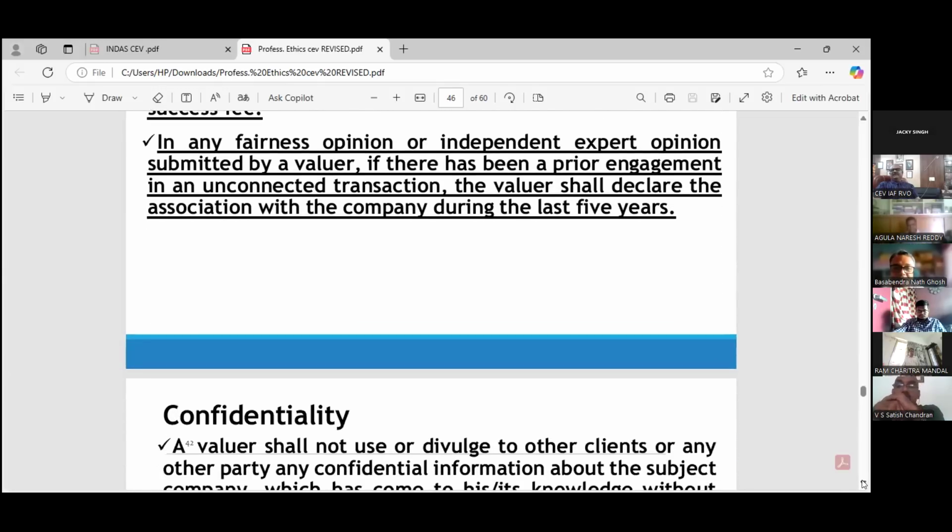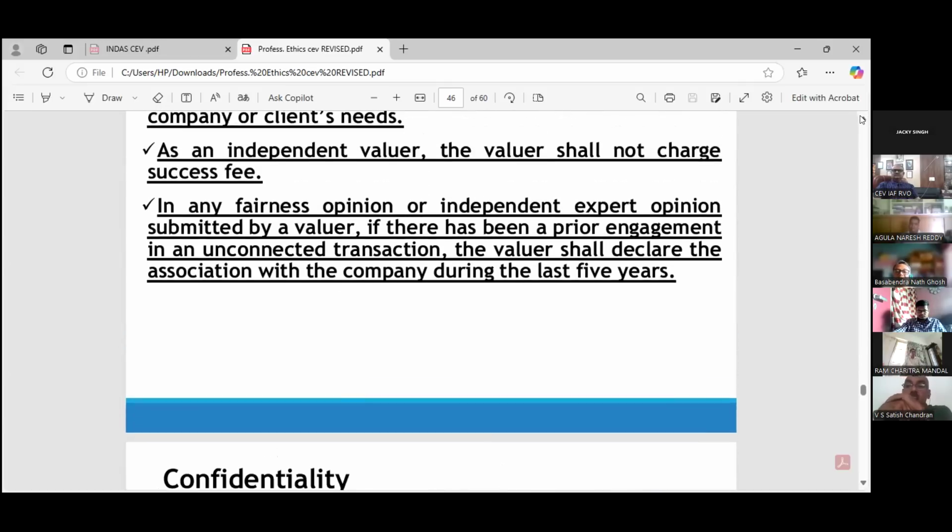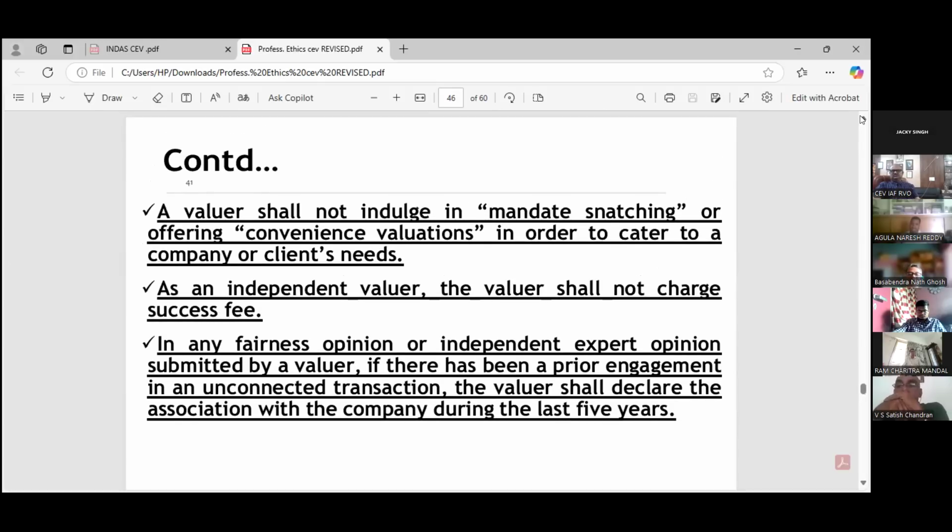Does anyone have any doubt about mandate snatching and success fee? Yes, that is what I was going to ask. Mandate snatching, sir. Sir, you can't give the client's report. Suppose the client says, sir, please increase the value of the share or please increase the property value. You can't give it. Based on the valuation report, the bank will pass the loan amount or they will use it somewhere else. You will be satisfied, but you will not be unbiased. Clear, sir? Sir, can I take this question?